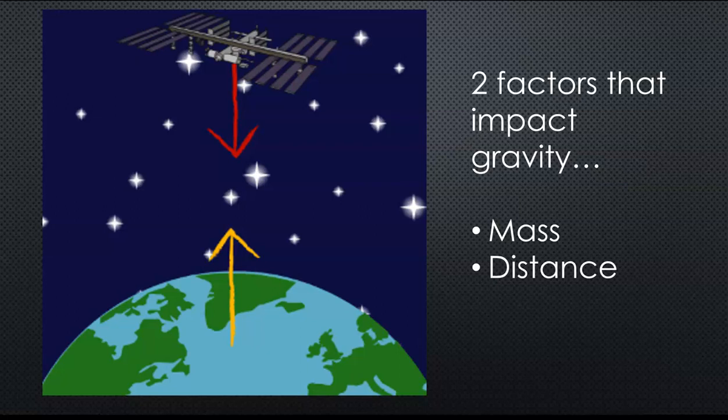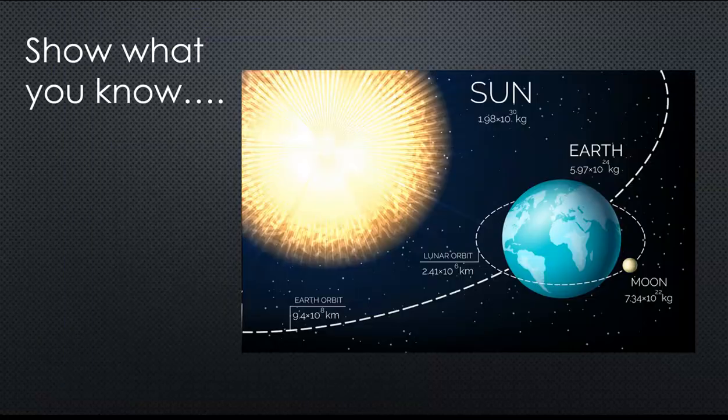So two factors that impact gravity are the mass of the objects involved and the distance between the two objects. The greater the mass, the more gravitational pull. The closer the objects, the more gravitational pull. So, with that in mind, now's a chance for you to show what you know.